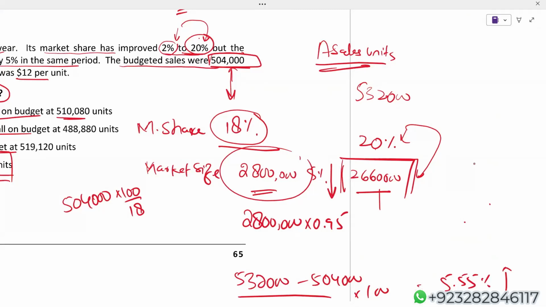Then the examiner says the market size has reduced by 5%. What I did, we took 95% of 2.8 million, which is 2.66. Now in this 2.66 million, we have the market share of 20%. So I took 20% of 2.66. So actual sales units are 5,32,000. When we compare 5,32,000 with 5,04,000, it is up by 5.55%. So I'm considering this as one of the good questions, one of the best questions.